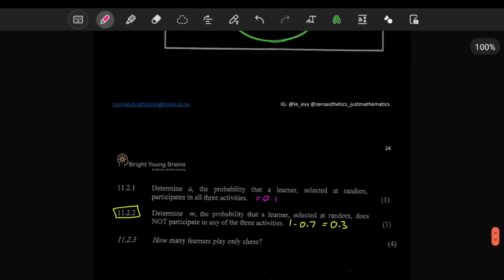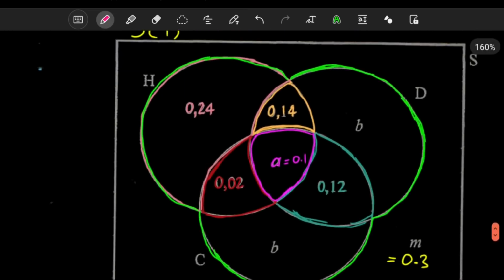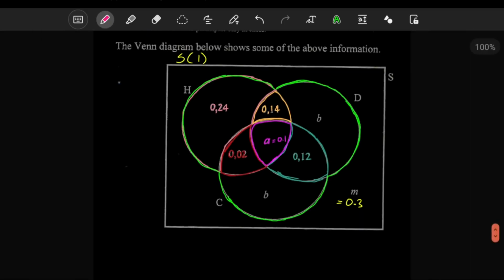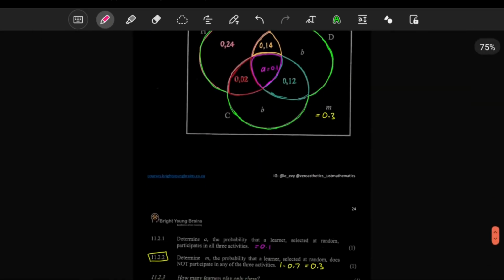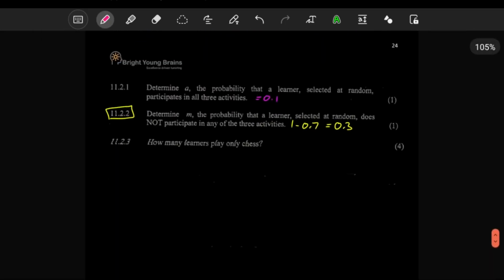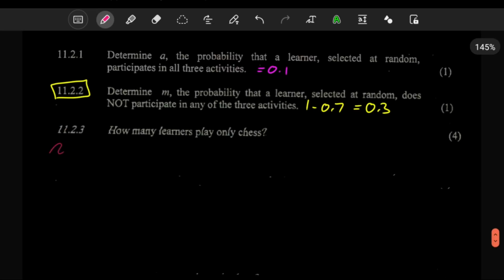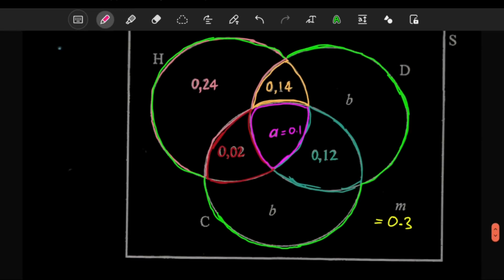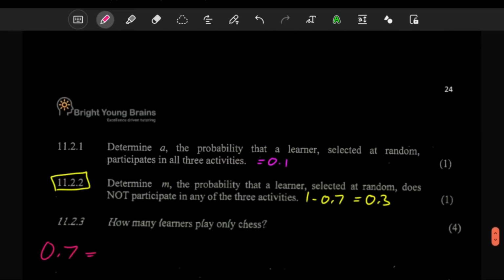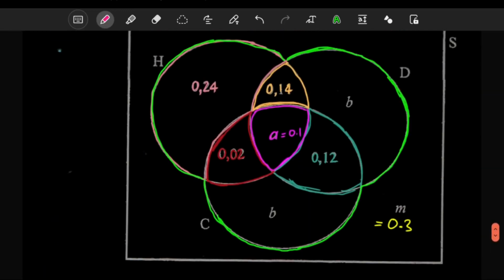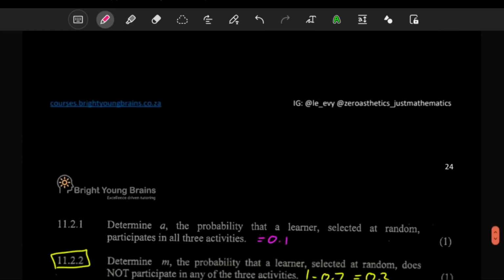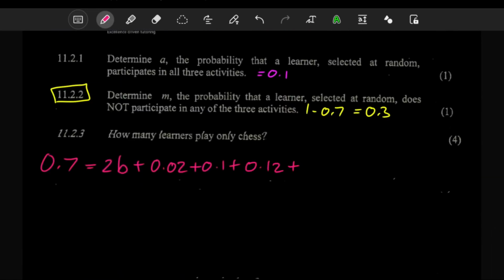So yeah, let's just add up everything. What you can easily do is that we know everything in green should add up to 0.7. So you can put it all in your calculator and then just work out B. It's really that simple. It's kind of awkward that they're offering so many marks, but I ain't gonna argue with them. So 0.7 is equal to all these values here. So let's put B plus B there. That's 2B. And then we have this, and that. So this is 0.02, that and that. Let's just add those. There we go.